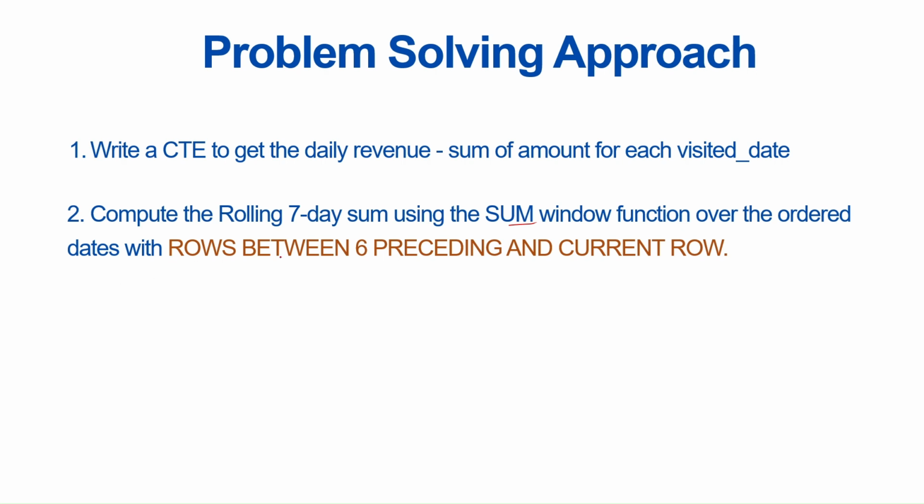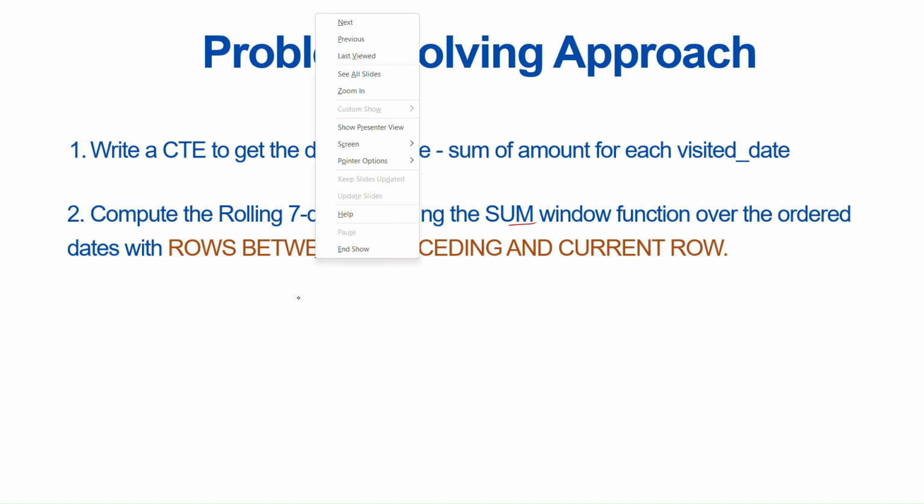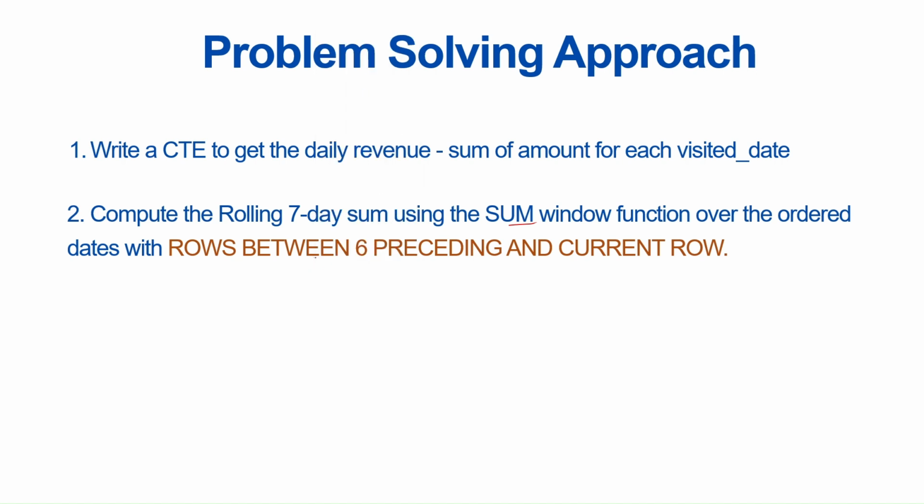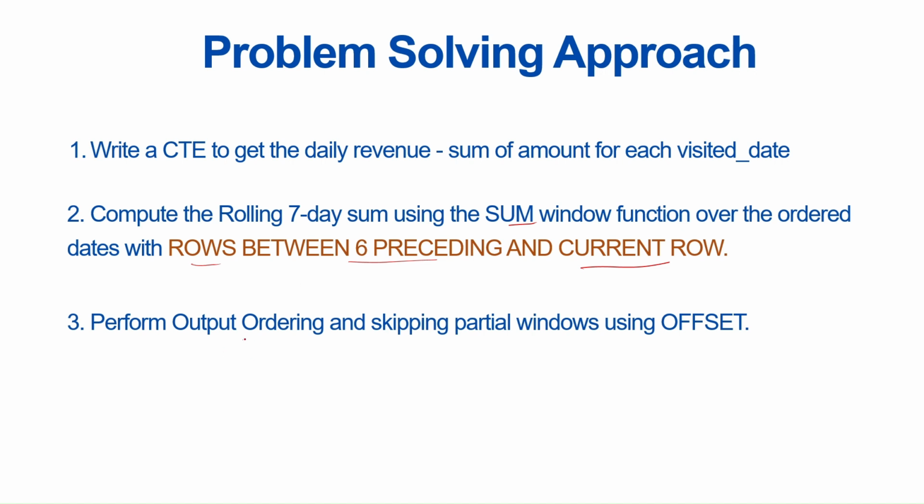The sum on that column over, since we want our dates in ascending order, we will write order by visited date. We will be doing the sum on the rows between 6 preceding and the current. And in the last step, you just need to perform the output ordering and skip the partial rows using offset. So let's move on to the MySQL server. There, we will write the SQL query from this particular input table.